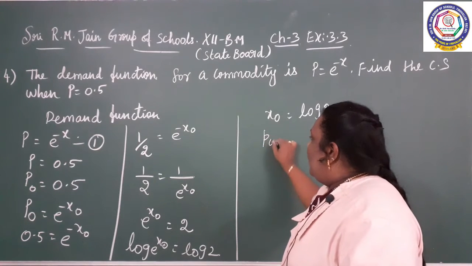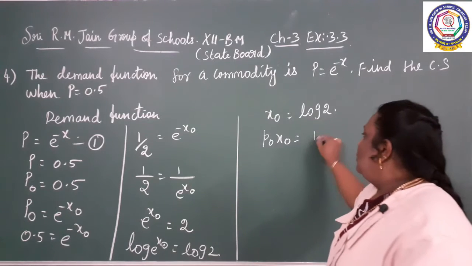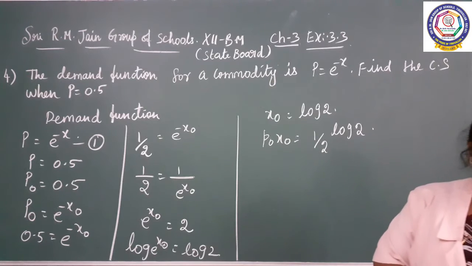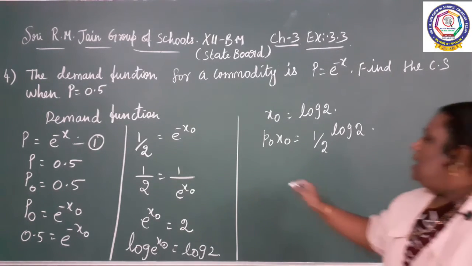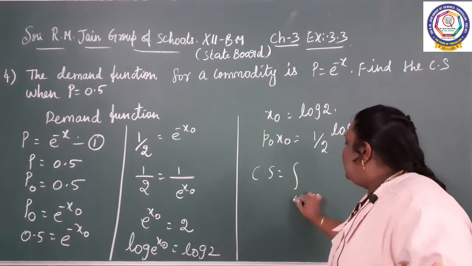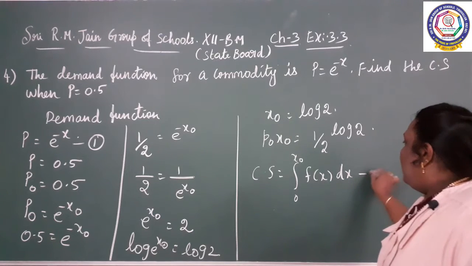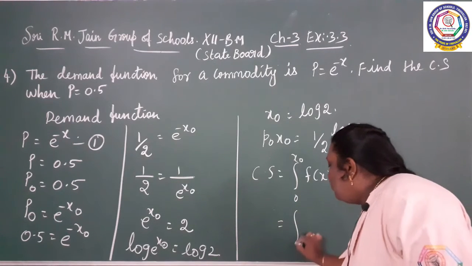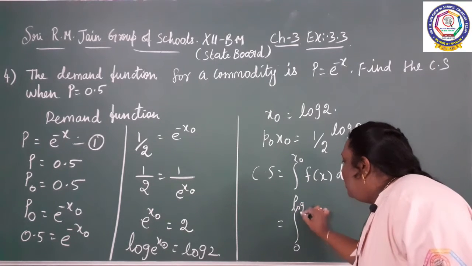Then you should find out the value of P naught x naught. P naught value is 1 by 2. X naught value is log 2. So you should find out the value of consumer surplus. Consumer surplus equal to integral 0 to x naught f of x dx minus P naught x naught. What is the limit for x naught? Log 2. 0 to log 2.